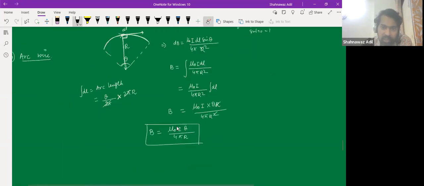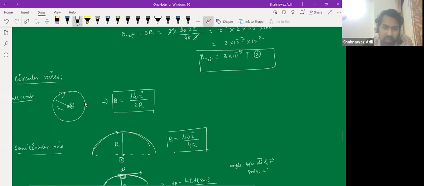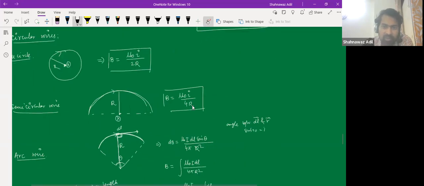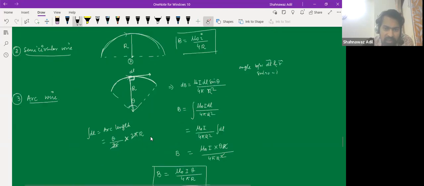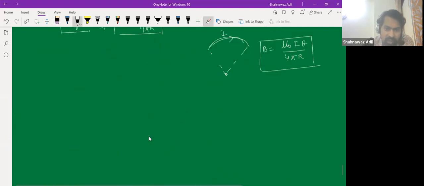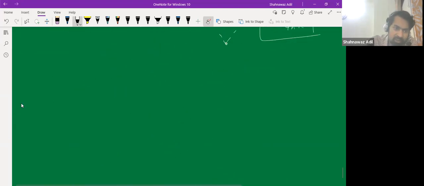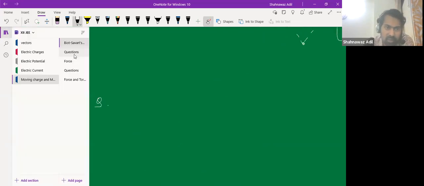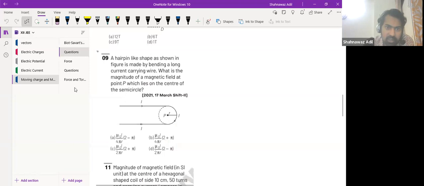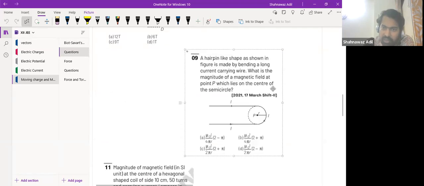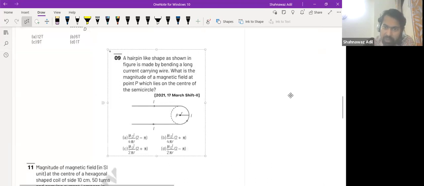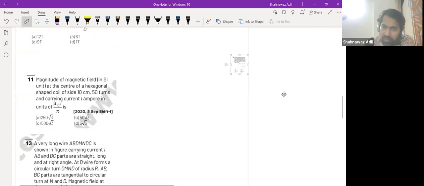Mu naught I theta by 4 pi r for an arc, mu naught I by 2r for a full circle, mu naught I by 4r for this semicircle. So now let us do this question, and this would be very easy to solve when we know these things, right? Today I want to complete at least this portion. Let us solve this question.